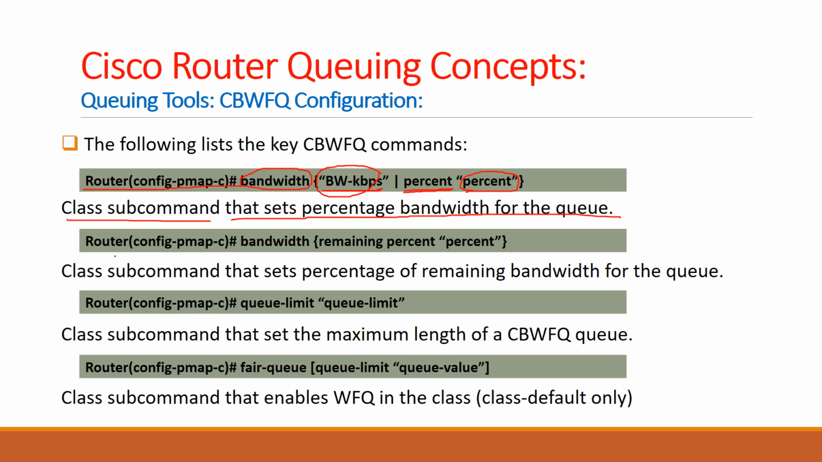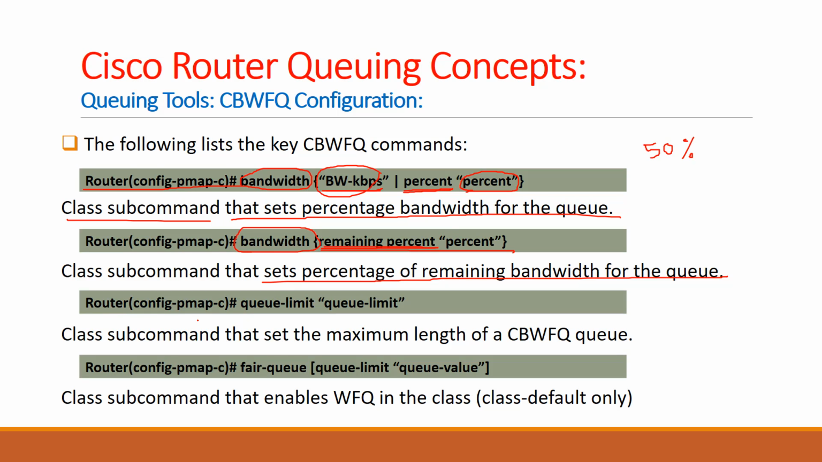The second command, you can define bandwidth and use the remaining percent. What is this? It sets percentage of remaining bandwidth for the queue. What this means is, if you assign, for example, 50% of bandwidth to a specific queue, the remaining bandwidth can be configured using this command, the remaining percent.